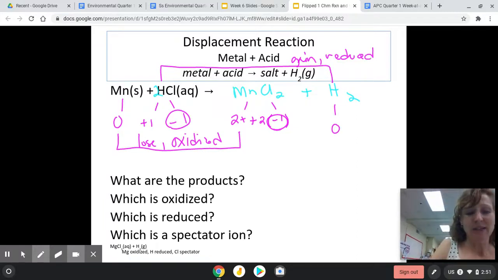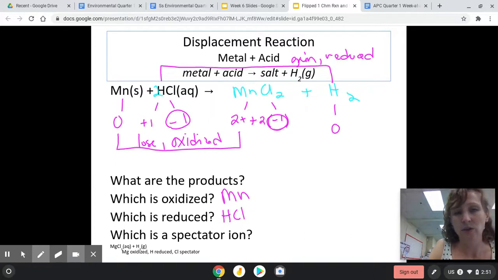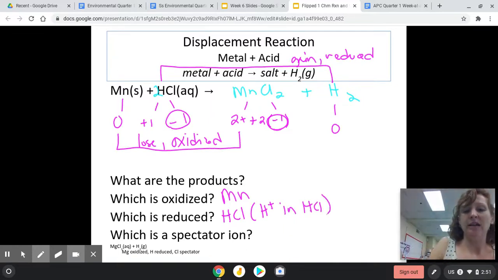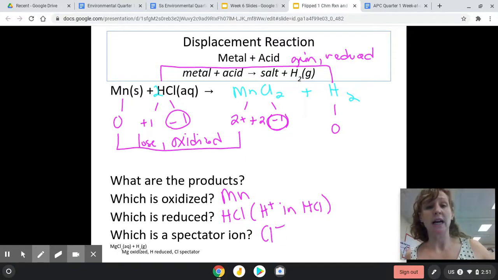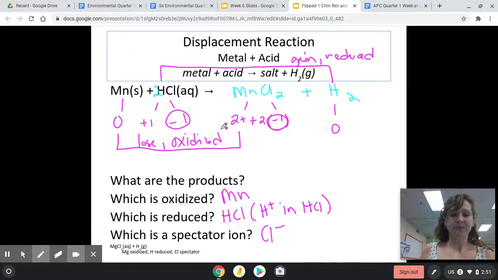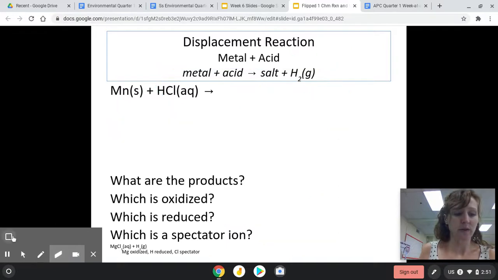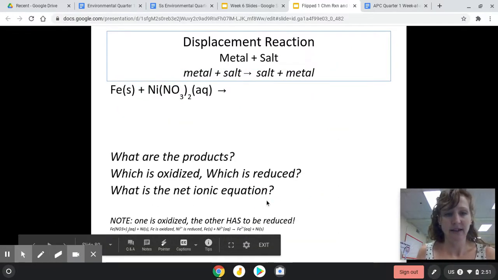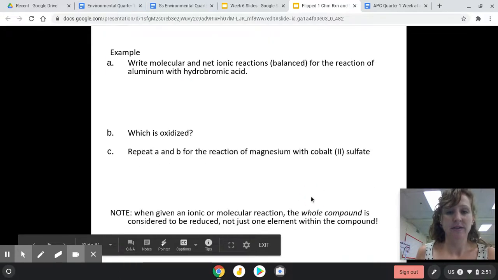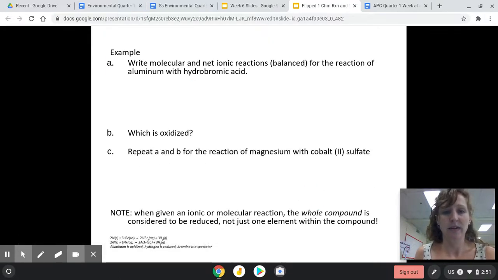There we go. So I would say manganese is oxidized. You can say either, actually, I would say HCl is reduced. You could specify the H plus in HCl if you want to get really specific. And then chlorine, or the chloride ion, is going to be our spectator. Okay, so we can practice one of those together in class next time. We'll do the metal salt example, and then same here, we can practice this one together.